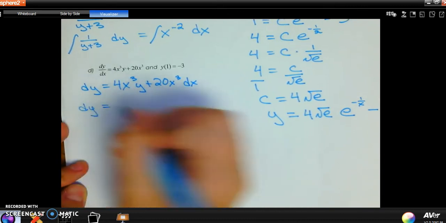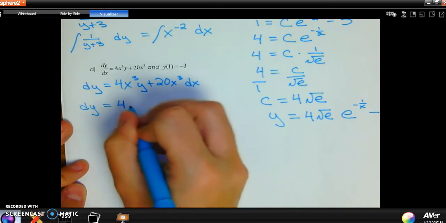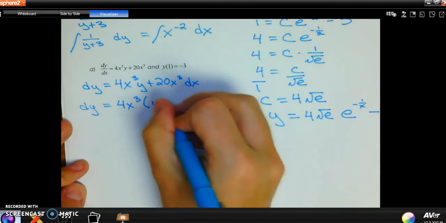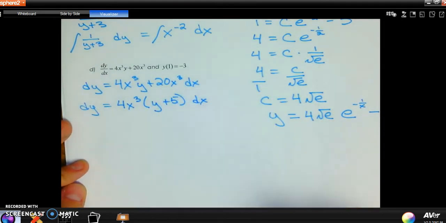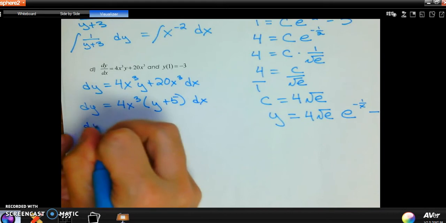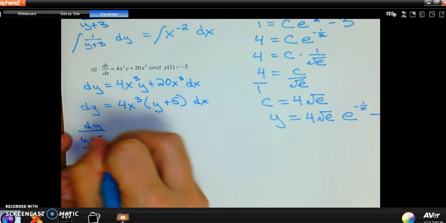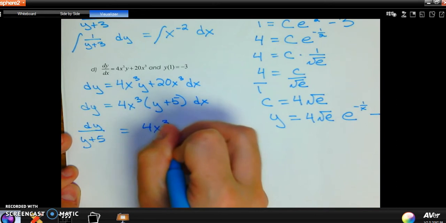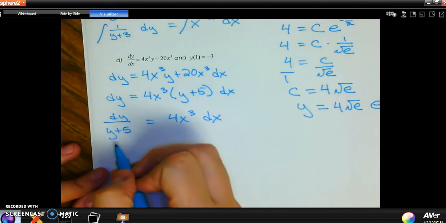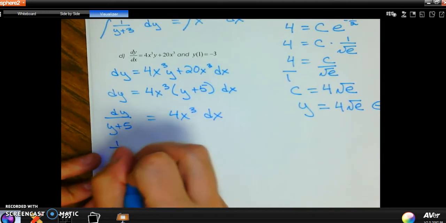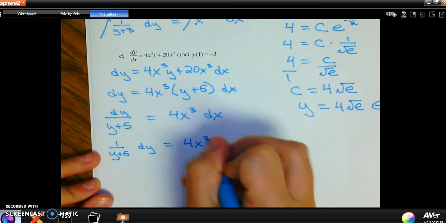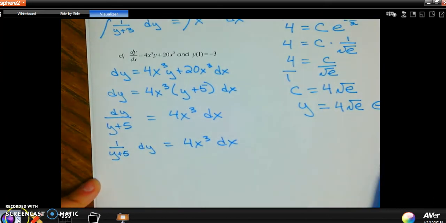Because you need to be able to separate them, I'm going to pull out a 4x cubed, which leaves me with y plus 5 dx on that side. Now that I have my y terms together, I can divide both sides by that. So I get dy over y plus 5 equals 4x cubed dx. Now I can do that integration technique. If it helps you, write this side as 1 over y plus 5 dy equals 4x cubed dx, which might be a little easier.